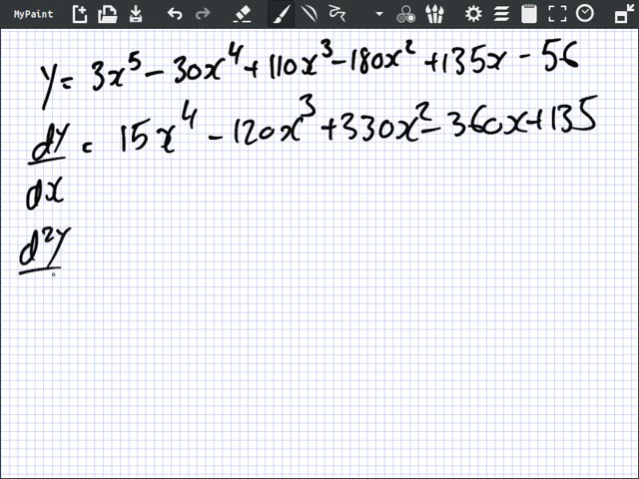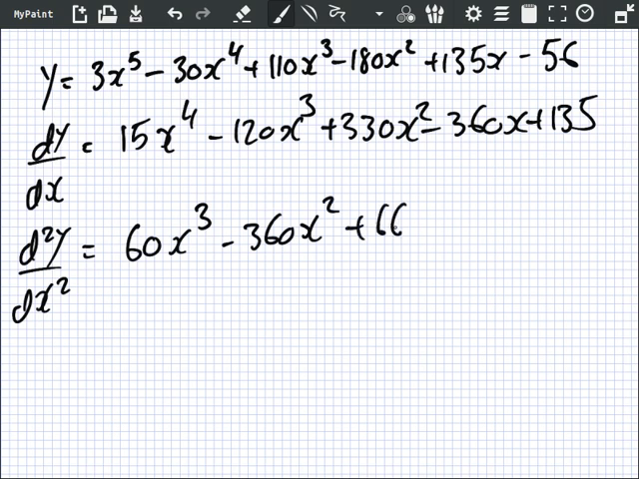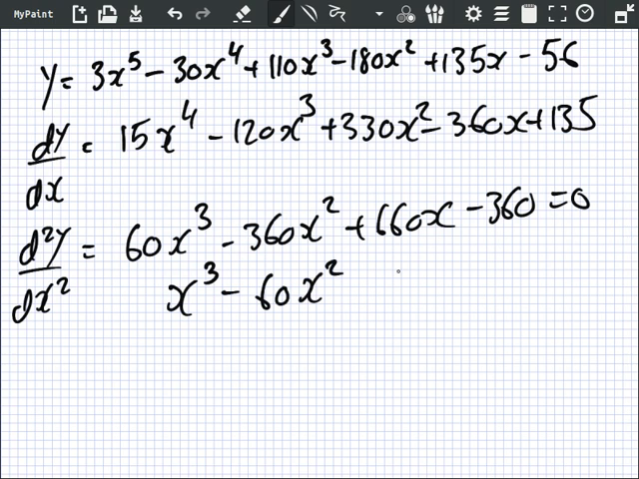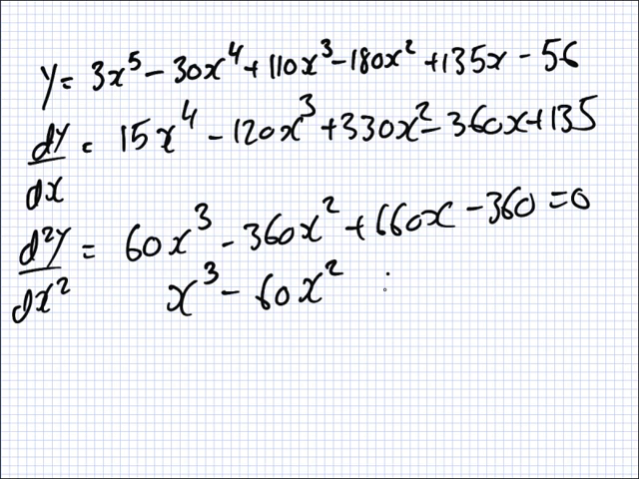And the second derivative has 60x cubed minus 360x squared plus 660x minus 360, and that's to equal 0. Now it really looks like I can divide by 60. Right? Can't I divide by 60? Oh, goodness sake. 110? No, 11. The previous one should be 6. Yeah, sorry, 6. x cubed minus 6x squared plus 11x minus 6 equals 0.